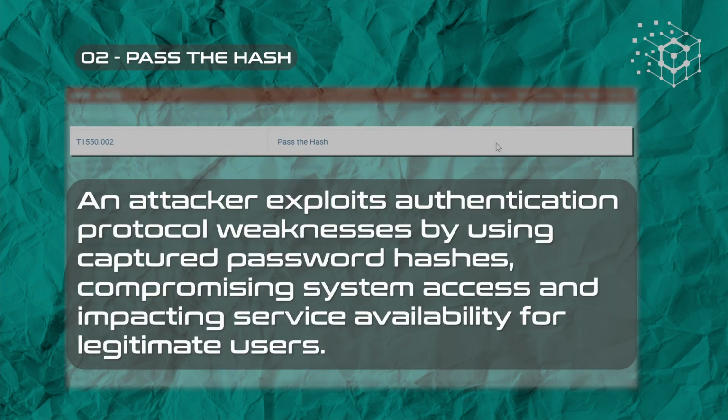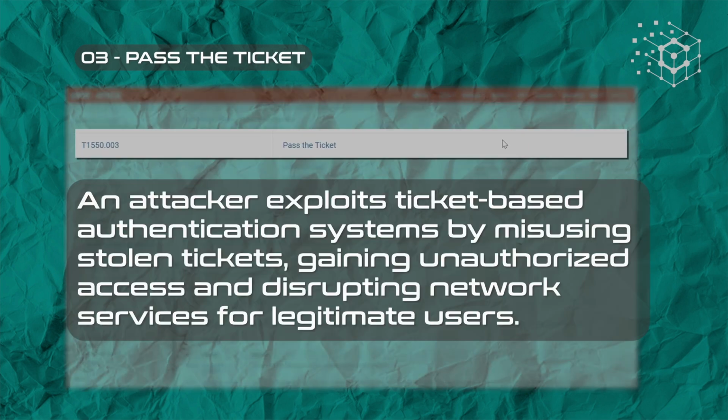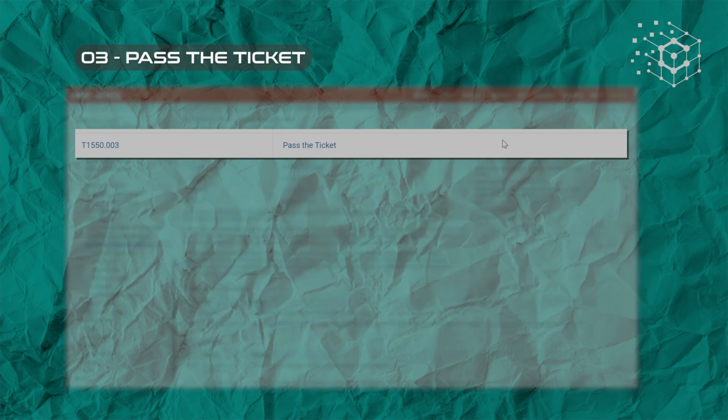2. Pass the hash. This technique involves capturing the hash of a user's password, which is then used to authenticate as that user without needing the actual password. This method exploits weaknesses in authentication protocols, allowing attackers to gain unauthorized access to systems by reusing existing credentials. 3. Pass the ticket. Similar to pass the hash, this method involves stealing a user's authentication ticket and reusing it to gain unauthorized access. It exploits vulnerabilities in ticket-based authentication systems to impersonate a user, gaining access to network resources without requiring the user's actual credentials.